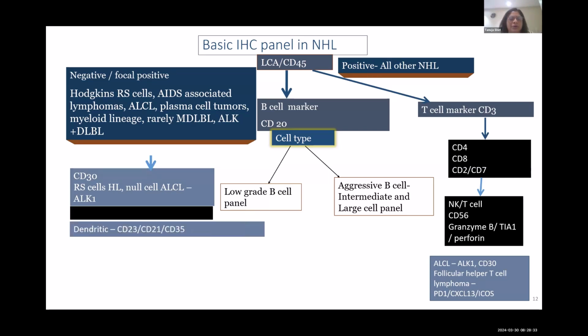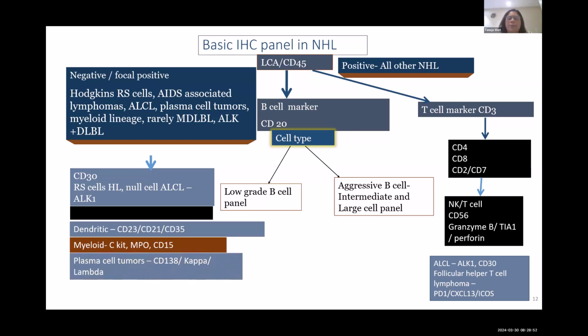The next marker we put, if this also fails, is a dendritic cell marker, and that is CD21, 23, and 35. So these are the dendritic markers for you. The myeloid markers, we don't have robust myeloid markers in our histology because they are actually better done on flow. But we put c-KIT, MPO, CD15, and CD34 as myeloid markers. The plasma cell markers we put are CD138 and kappa lambda as a sign of clonality.